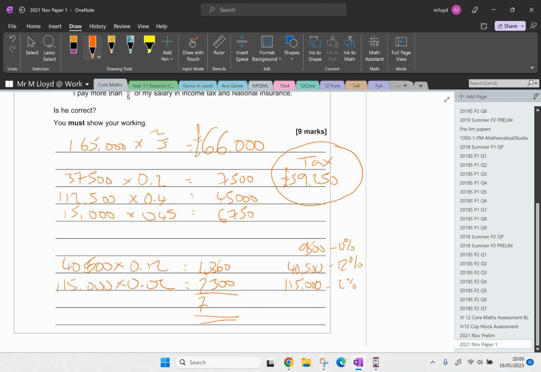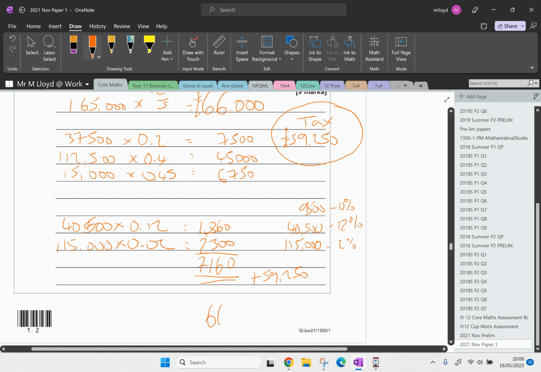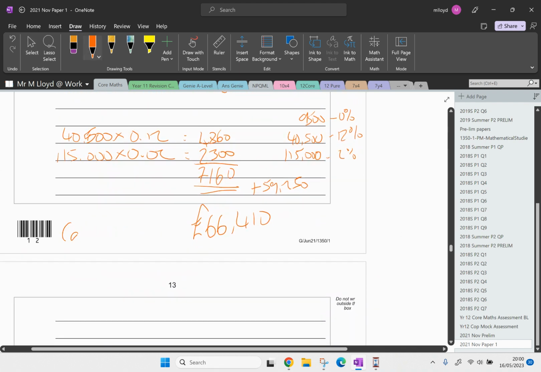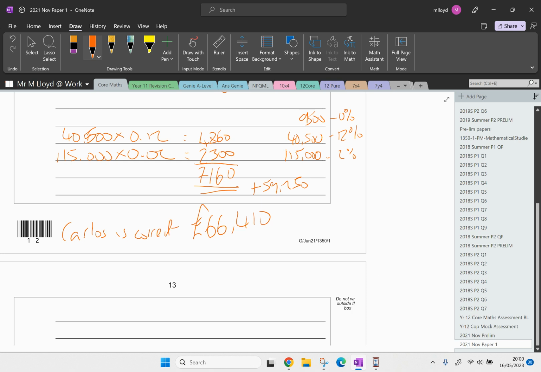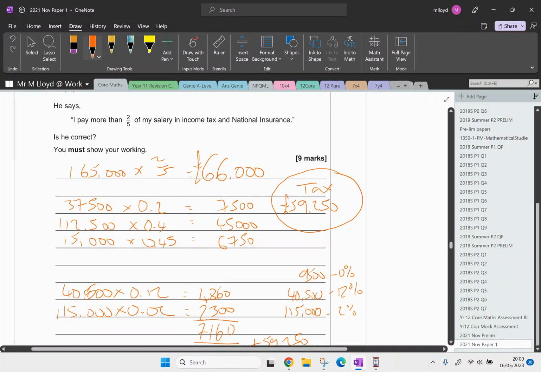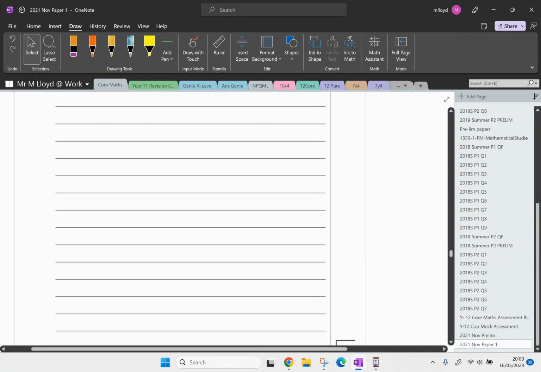Add those up, 7,160. Right, now add the previous amount, which is 59,250. Hopefully I've written that properly. So plus the 59,250, and we get 66,410. So Carlos says, I pay more than 2/5, and I would say Carlos is correct. And then just write, yep, he is paying 66,410, which is more than 2/5, which would be 66,000. Okay, great. So that is question 8 done.